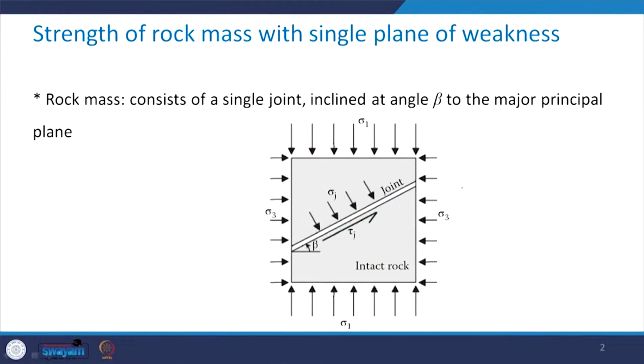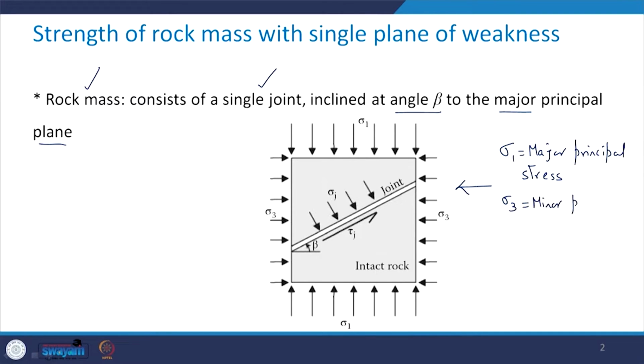So, to start with, let us have a look at this slide where you have a figure which is representing the rock mass having a single joint which is inclined at an angle beta to the major principal plane, and here sigma 1 is the major principal stress and sigma 3 is the minor principal stress.